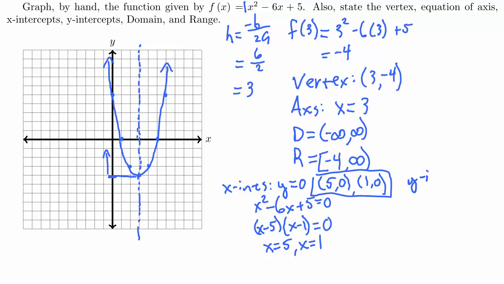And likewise, my y-intercept is actually pretty easy because x has to equal 0. And so if you look up here, that means that f of 0 is going to be equal to, well, that's 0, that's 0, all I'm left with is that 5. So my y-intercept is (0, 5).